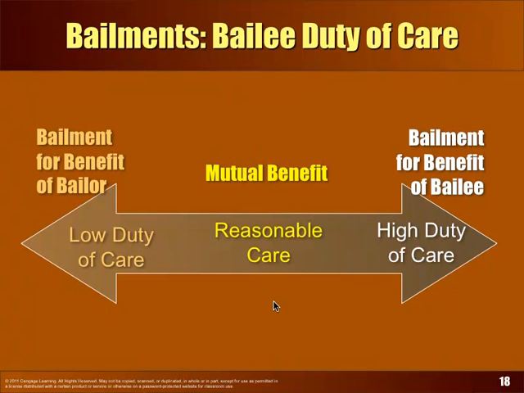Let's just try it out. We mentioned dry cleaner. You take your clothes into the dry cleaner. What kind of bailment is that? Mutual benefit bailment, right? You get, supposedly, clothes that are better than when you put them in there, and they get paid. So what duty of care do they owe to your clothes? A reasonable duty of care, right?